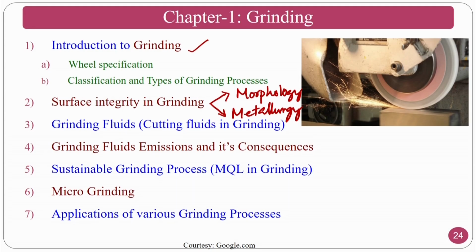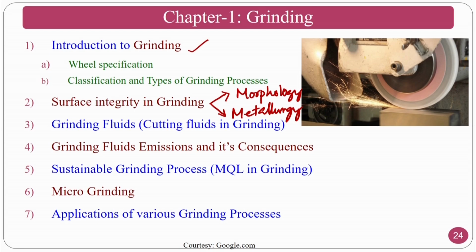Okay. Grinding fluids, which is important, because whenever you go as an engineer to a certain company, people are using cutting fluids or grinding fluids, how this cutting fluid falls in the machining region or grinding region, how it will emit emissions, how it is going to affect the operator and surrounding environment and other things. By studying grinding fluid emissions and their consequences, how to resolve this particular problem. So, sustainable grinding, and you also study the micro grinding process, when you call it micro grinding, when you call it macro grinding, and applications of various grinding processes you will study.